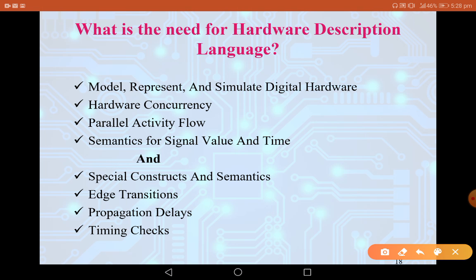Every part of the hardware is activated at the same time, and we cannot model it using C, C++, or Java, etc. Because they take one instruction at a time, process that instruction, and go to the next. But this doesn't happen in practical hardware. Every part of the hardware is activated at the same time. To simulate it, we need a parallel processing language. So we have special constructs and semantics within Verilog which can model the parallelism or concurrency of hardware.